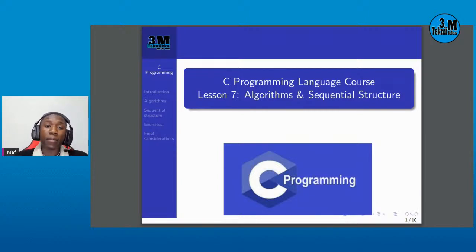Today is lesson number 7 of this course. This lesson is going to be divided into 3 parts. This is the first part, and we're going to have the second and the third as well. In this first part, I'm going to show you how algorithms work, and also we can solve some basic exercises.